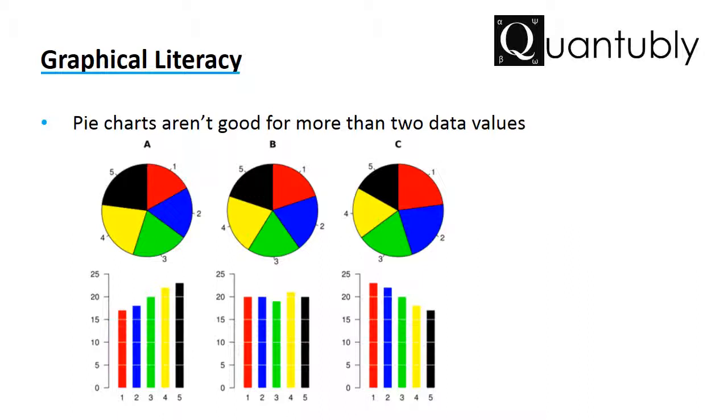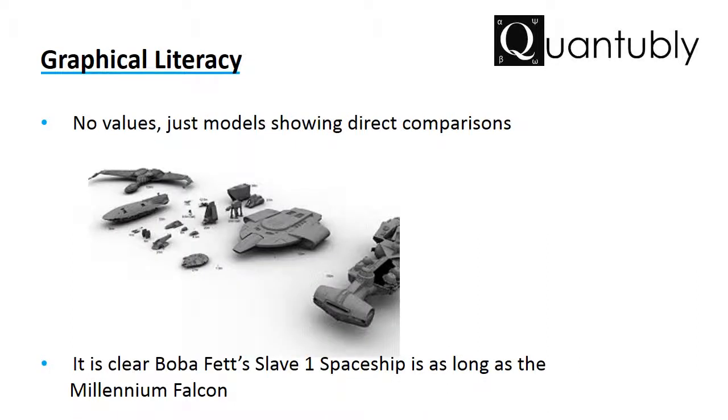And finally, this is my perfect example of a graph. I love spaceships and Star Wars and things like that, and here we can clearly show that Boba Fett's Slave One ship is pretty much the same length as the Millennium Falcon. No numbers are used, no misinterpretations used, two models, two distinct spaceships, and I can see that they're exactly the same length. That's the perfect kind of graph.